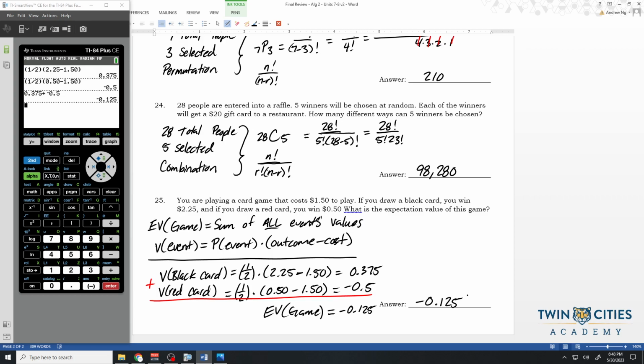So if it doesn't mention an outcome, you have to find what that outcome is, consider it your loss, so your outcome would be 0, and then minus your cost to play, and then calculate the values of all of the outcomes, all of the events, I should say, including the ones that are not necessarily advertised in the game.